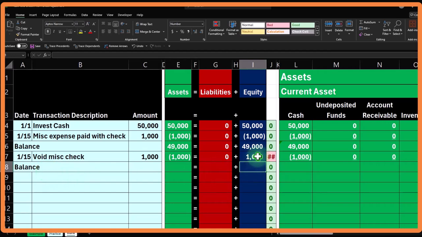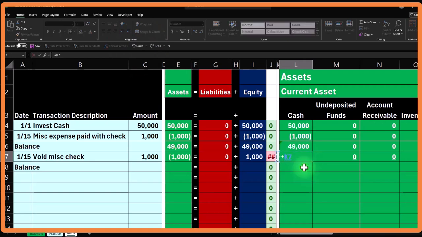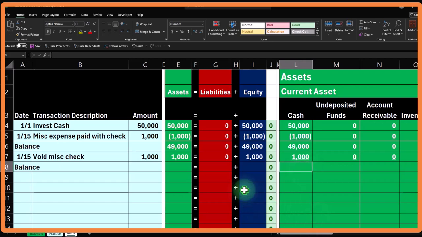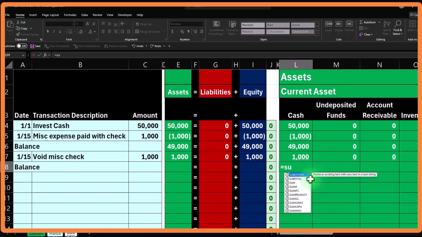Okay, so this one should be a positive. See how this is out of balance now? So what happened? I put a negative here. I should have put a positive here, adding it back in, and now I'm in balance. So the green zero turned red. So that was clearly done on purpose for demonstration purposes.